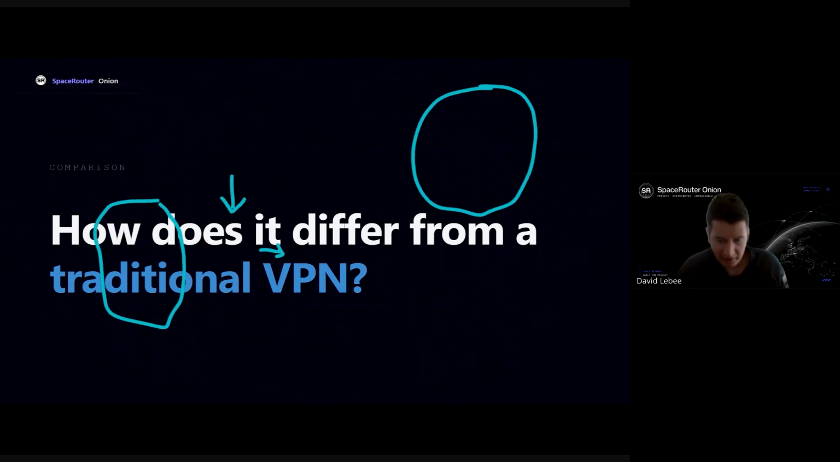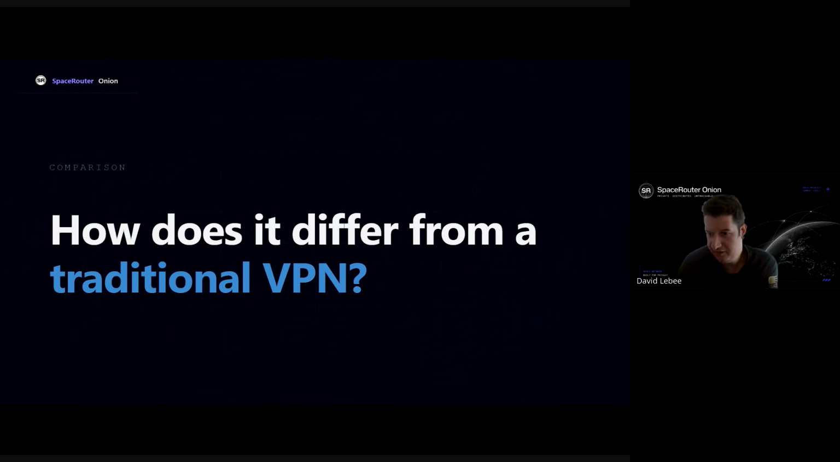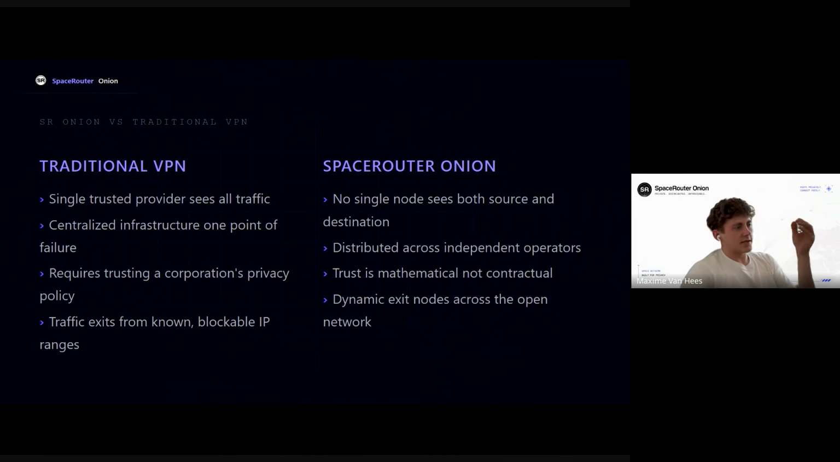Maxime, can you elaborate a little bit on how this is different from a traditional VPN? Yeah, so SpaceRouter Onion is a VPN. With a VPN, you're basically being asked to trust the company. They see everything, every site you visit, every server you connect to, and you rely on their promise of privacy. The thing that we do is that privacy is actually a property of how the network is built. If a VPN provider gets subpoenaed or hacked, or just decides one day to start logging, there's nothing technically stopping them.